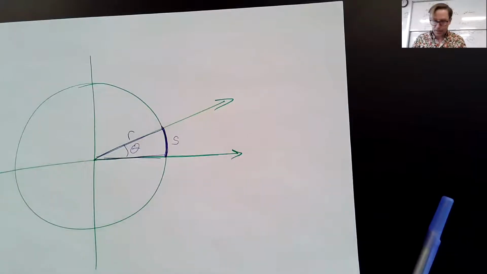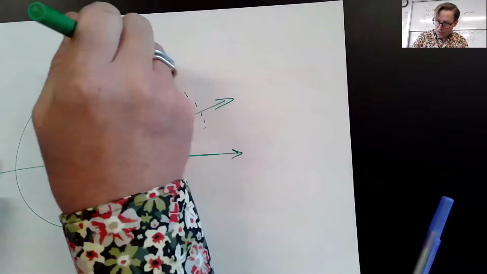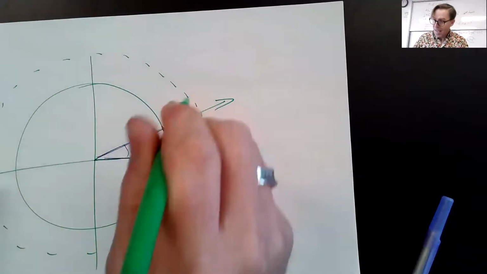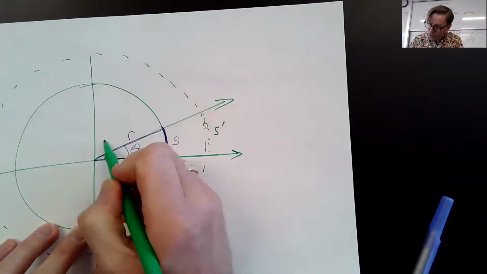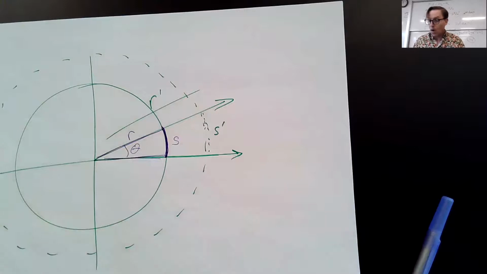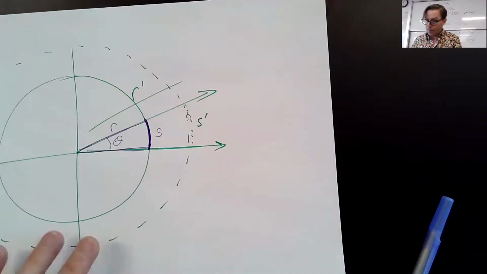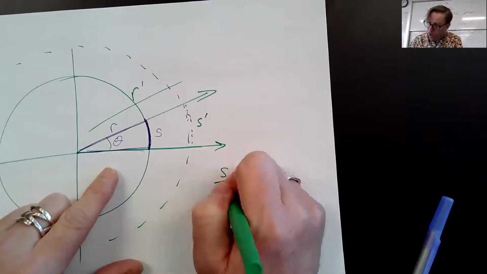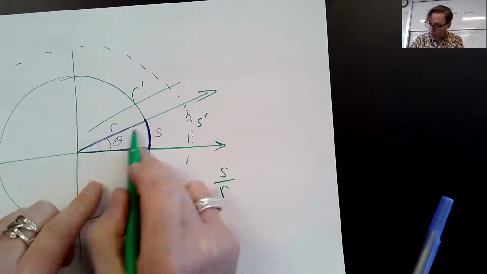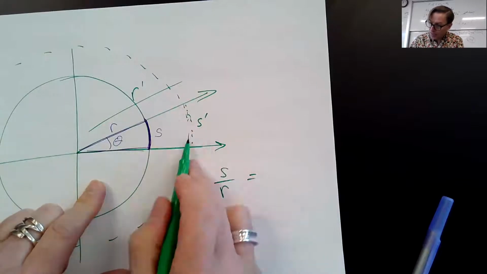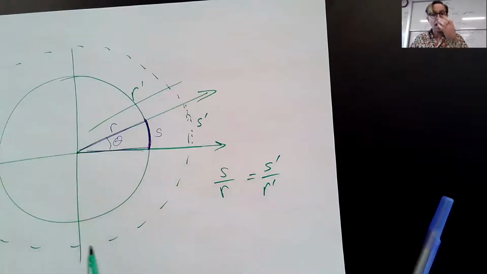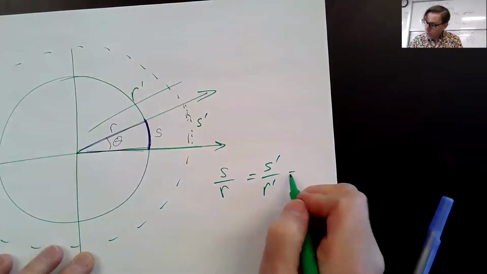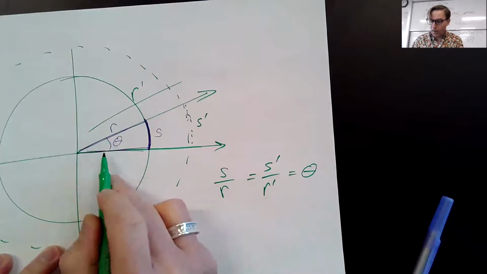I could draw a bigger dotted circle. And this new arc length, which I'll call S prime, and this new radius, which I'll call R prime, there's the same relationship. S over R, this purple S over this purple R, is going to be equal to this S prime over R prime. And regardless of the size of the circle, we're going to call that ratio the size of the angle.